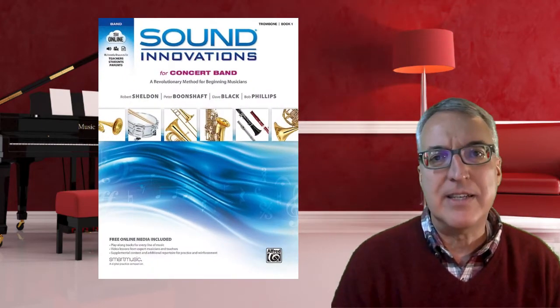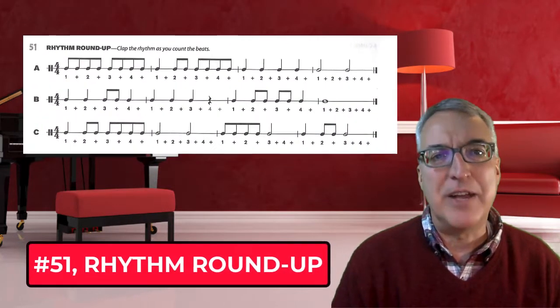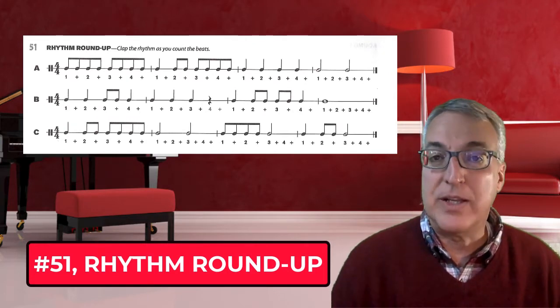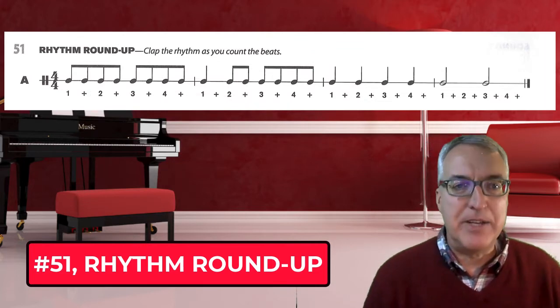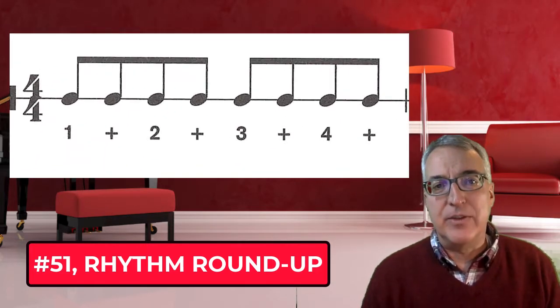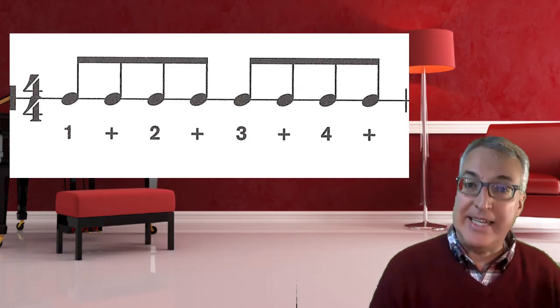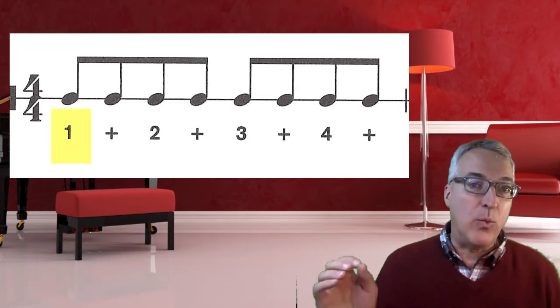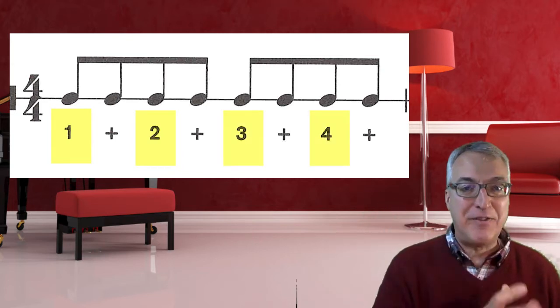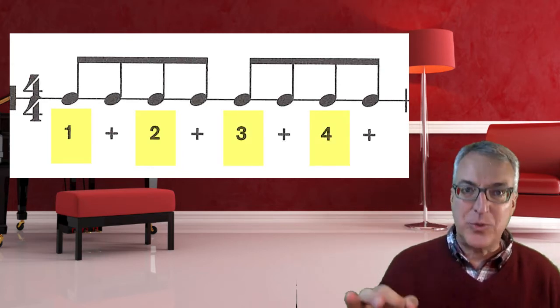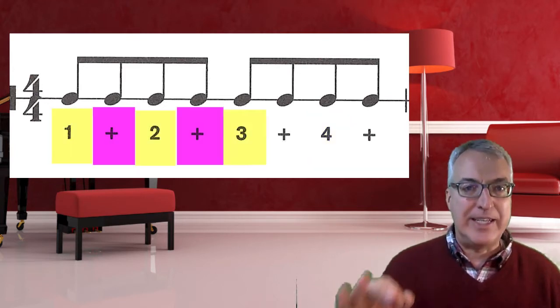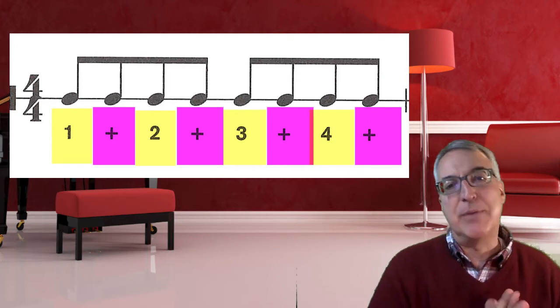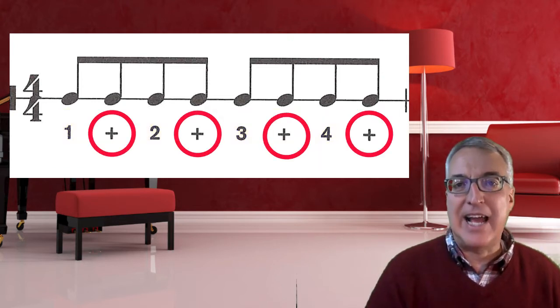To get an idea how eighth notes work in the context of music, let's take a look at an exercise in your Sound Innovations lesson book. This is exercise number 51, Rhythm Roundup, and each example has eighth notes as well as some of the other rhythms like quarters and halves and wholes. So example A starts with a measure of eighth notes. The way we'll count eighth notes is we'll add the syllable "and" in between each numbered beat. So instead of saying 1, 2, 3, 4, like we would for quarter notes, we're going to say 1 and 2 and 3 and 4 and. The "and," represented by a plus sign, represents exactly halfway between the beats.